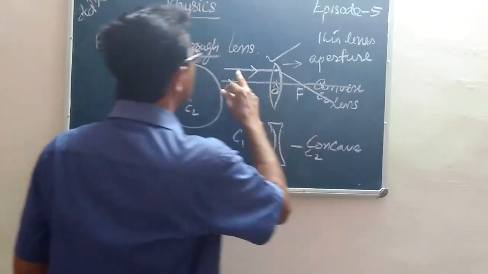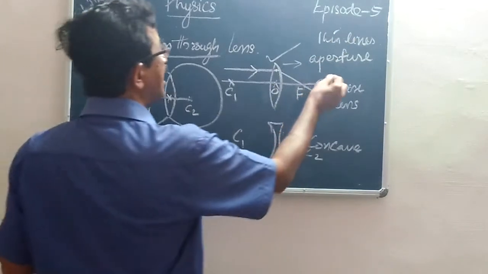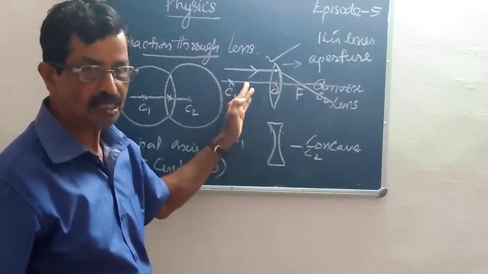In this way, if the light ray is passing from left to right, we get one principal focus. If the light ray is passing from right to left, here also one principal focus is coming.